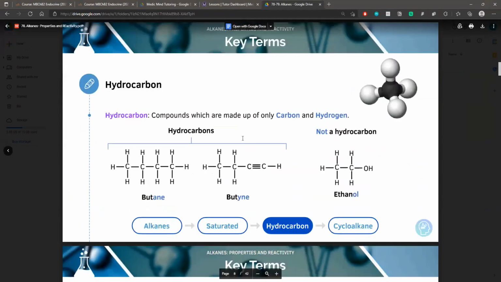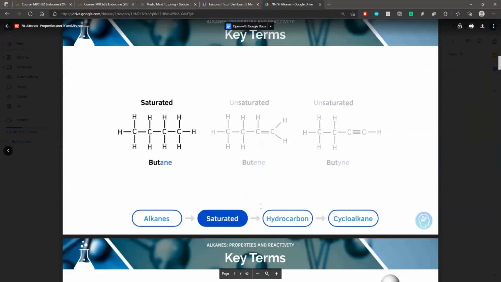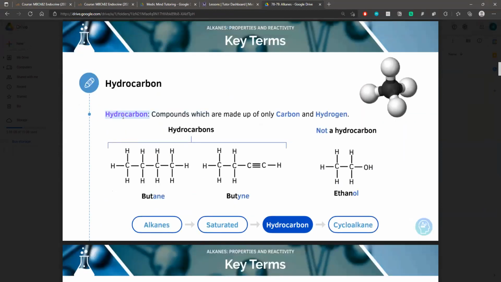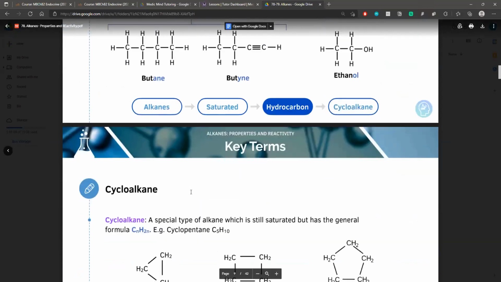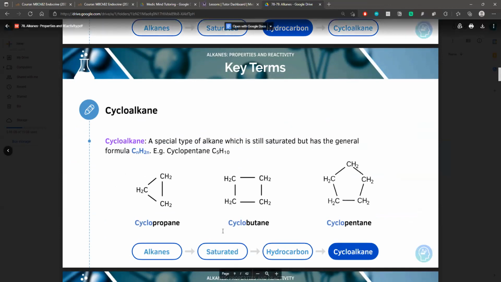Butane, and then you've got basically all these other types which are unsaturated, but alkanes remain saturated. Hydrocarbons are any compound made up of only carbon and hydrogen, so alkanes are hydrocarbons. And a cycloalkane is a special type of alkane. The reason is because it's still saturated, but has the general formula CnH2n because it's a cyclical structure. It's quite cool.